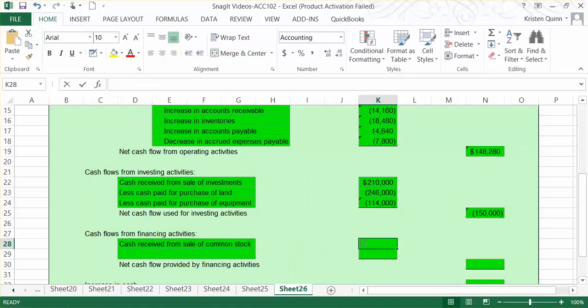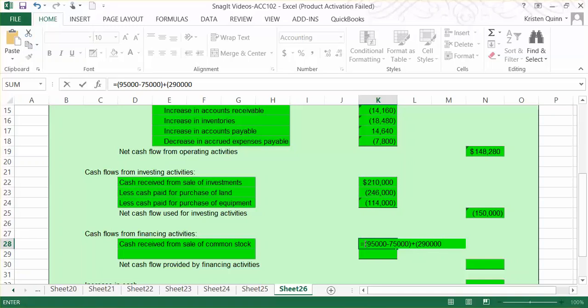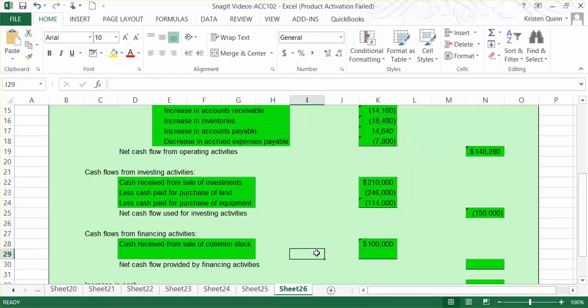So if we look, this year in common stock, we have a balance of $95,000, and last year it was at $75,000. So we have an increase of $20,000 there. And our paid in capital account this year is $290,000, and last year was $210,000. So we have an $80,000 increase there. So overall, we have $100,000 that we've received for the sale of common stock.